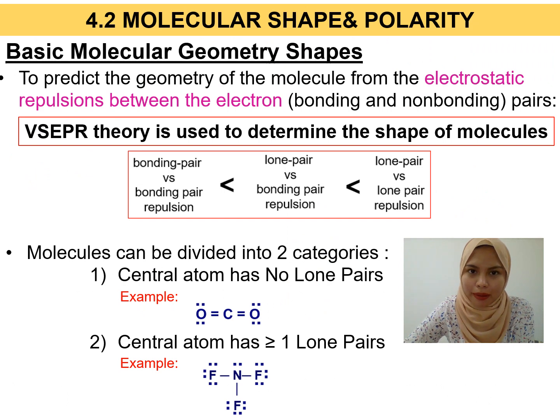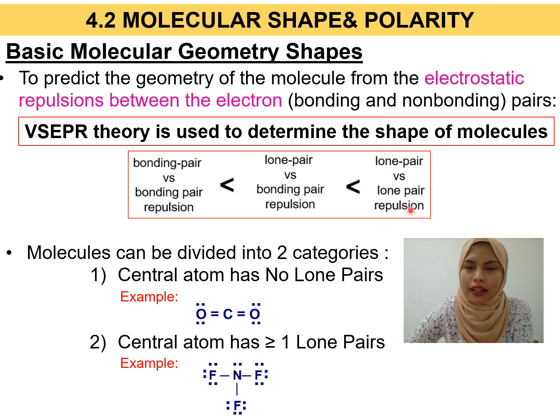Alright, to recap what I explained earlier, it is very important for you to know about VSEPR Theory. What does VSEPR Theory say? When the central atom has electron pairs, they will be arranged as far apart as possible according to this kind of arrangement.